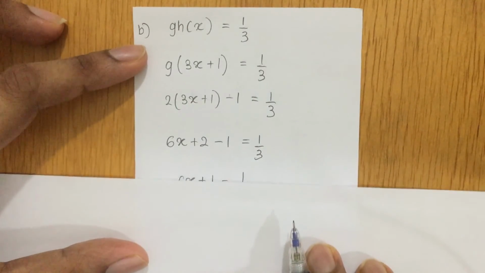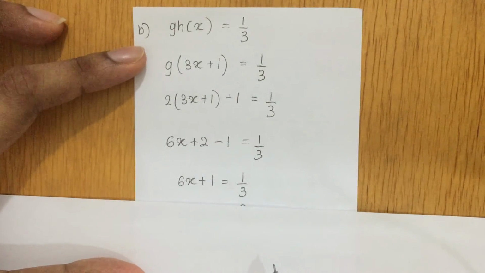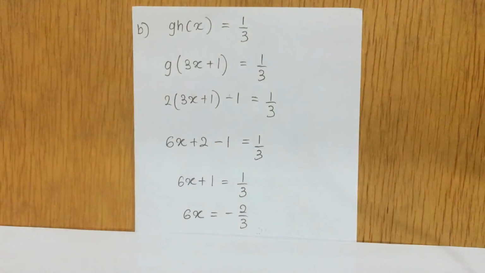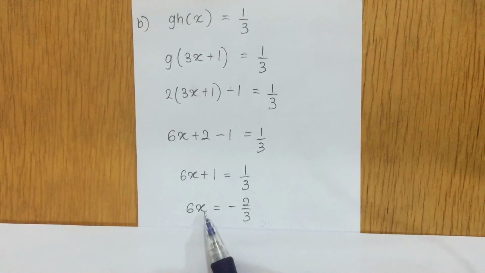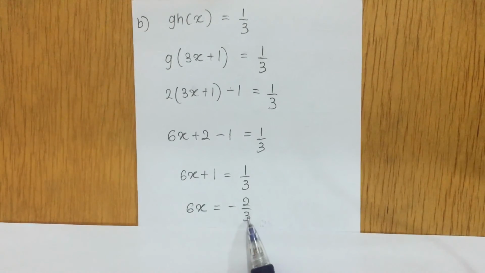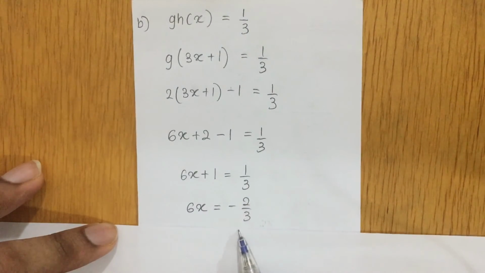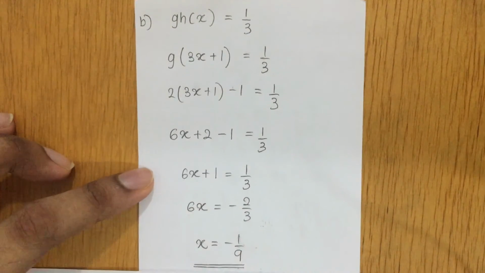So let us continue. From here you get 6x plus 1 is equals to 1 over 3. This 1, you move it over to the right hand side. So from here you should get 6x is equals to negative 2 over 3. Okay, so to find the x value, this negative 2 over 3 you divide by 6. Since it involves a fraction, it will become times 1 over 6. So your x will be equals to negative 2 over 18.